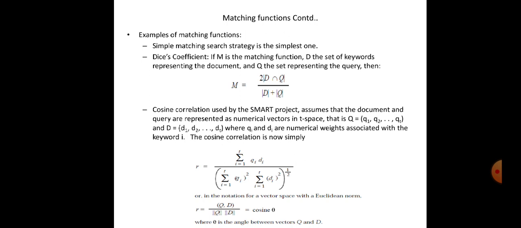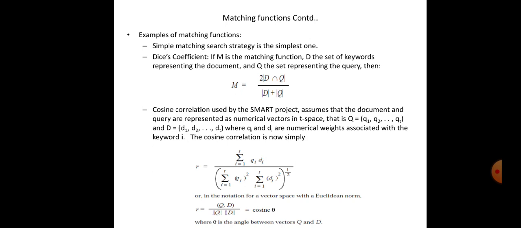Then the cosine correlation is, simply, R equal to sigma i equal to 1 to t of qi di divided by the root of sigma i equal to 1 to t qi square into sigma i equal to 1 to t di square. This is our cosine correlation. Cosine correlation is used when these documents or queries can be represented as vectors. This vector contains numerical weights. These numerical weights may be the number of times that particular keyword is repeating in the query or the document.